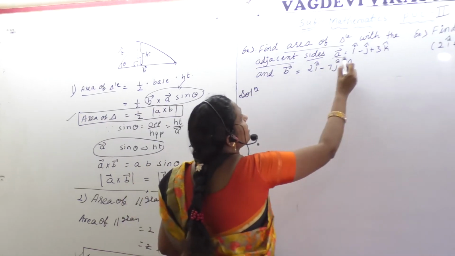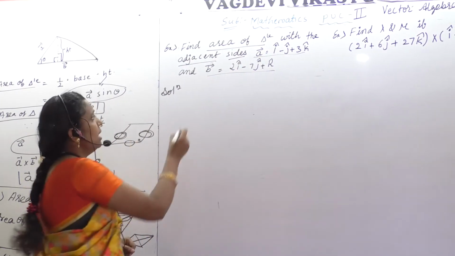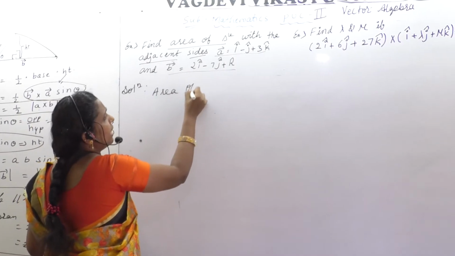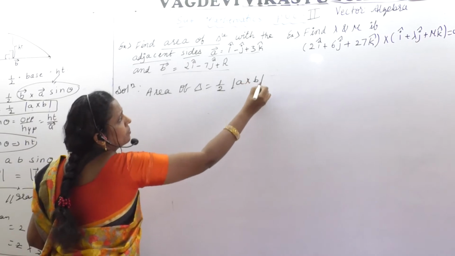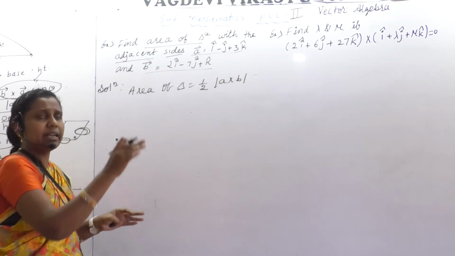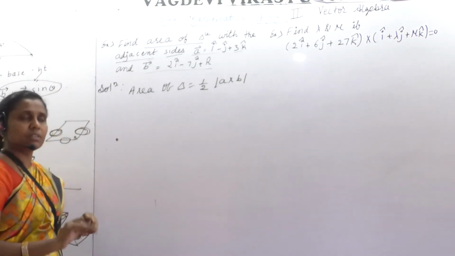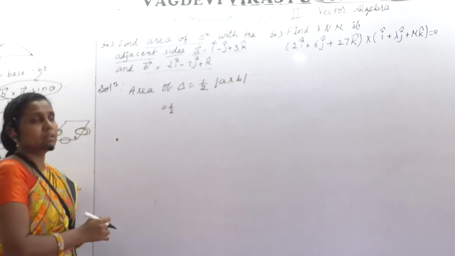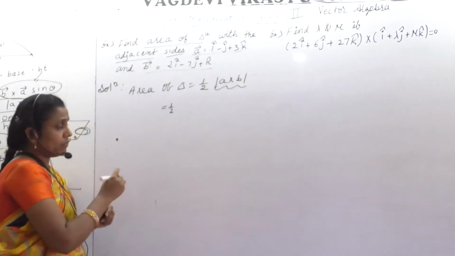A is given, B is given. Area of triangle is asked. As we just came to know, area of triangle is given by what? Half into cross product, modulus. Because area will not be with respect to the direction, so modulus expression. You can even write B cross A, it is left to you. Got it? Half, that I will take out. Shall we find out A cross B?